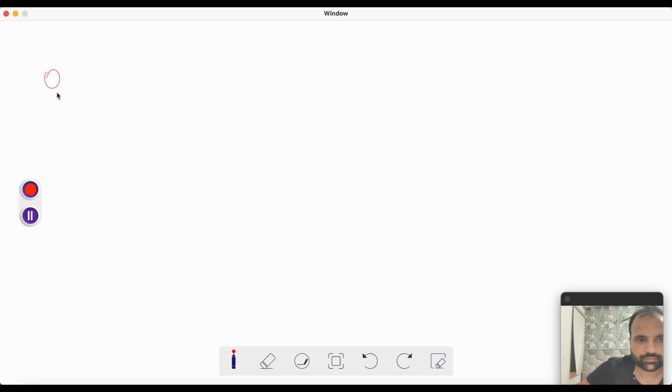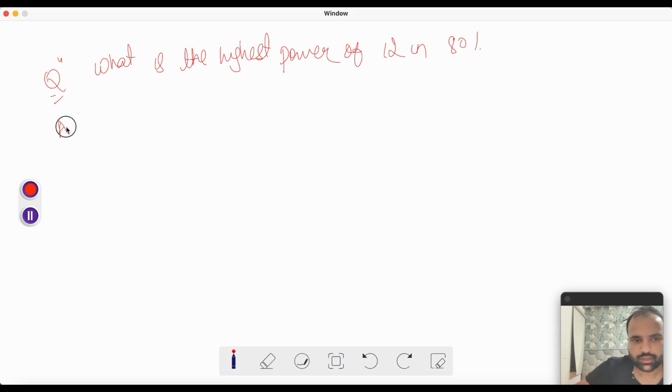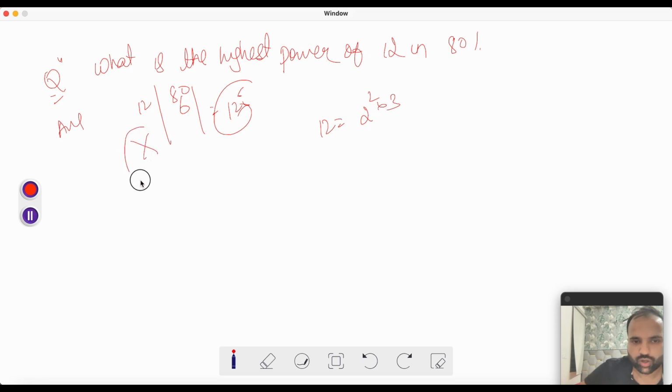So let's say we are asked, what is the highest power of 12 in 80 factorial? As I've said before, doing this would be a gross mistake. If we say 12 to the power 6, this would be a gross mistake. The simple reason is that we have to break it into prime form first, so this would be a wrong method to do.